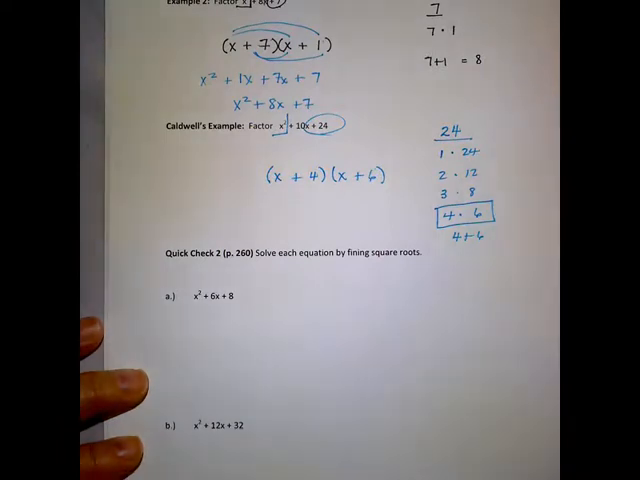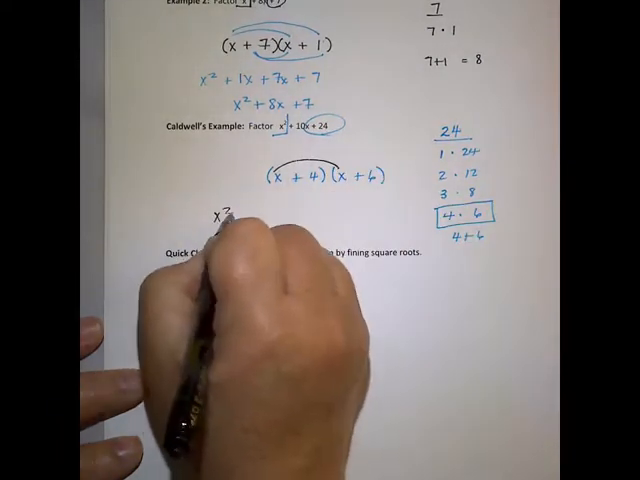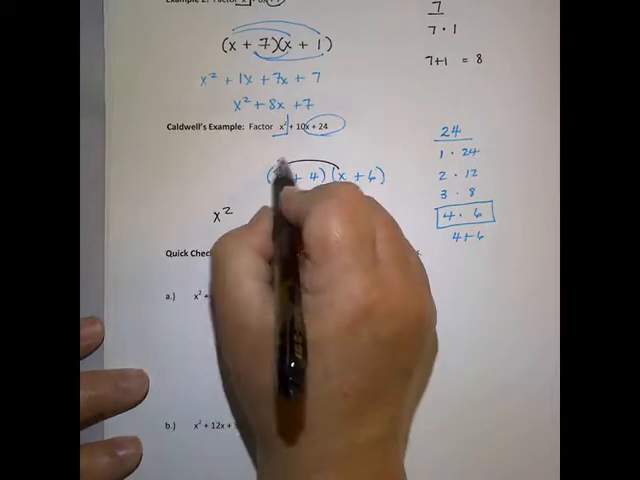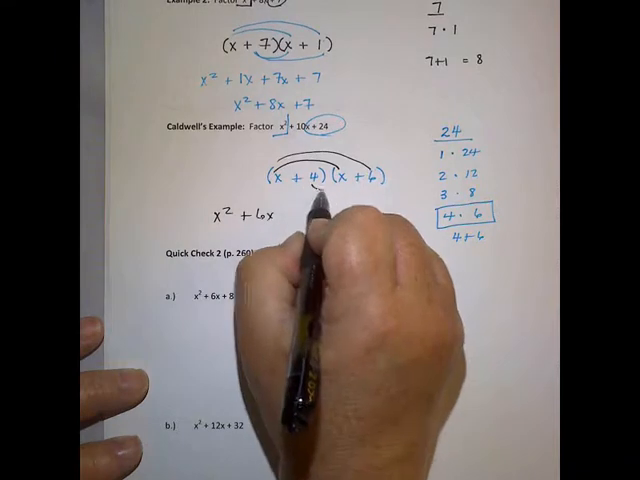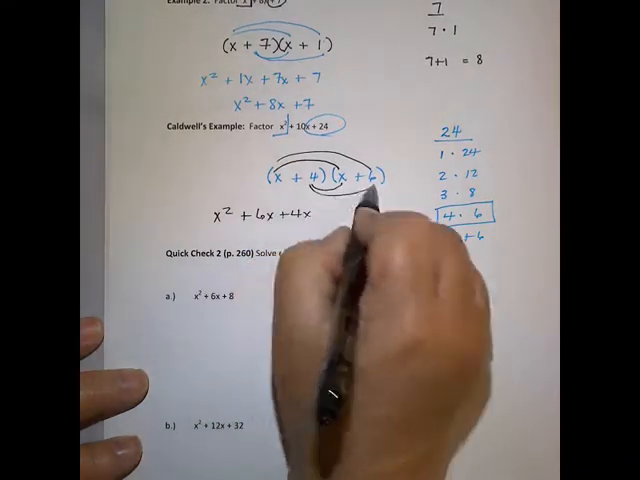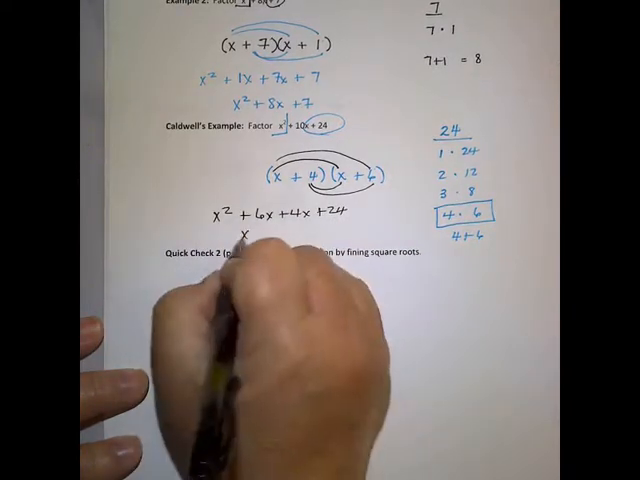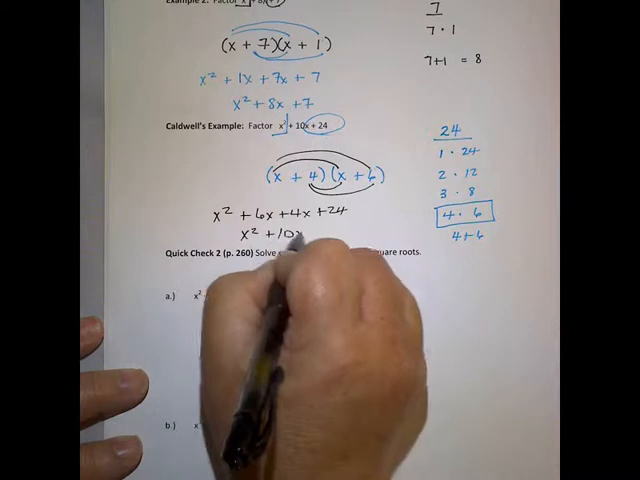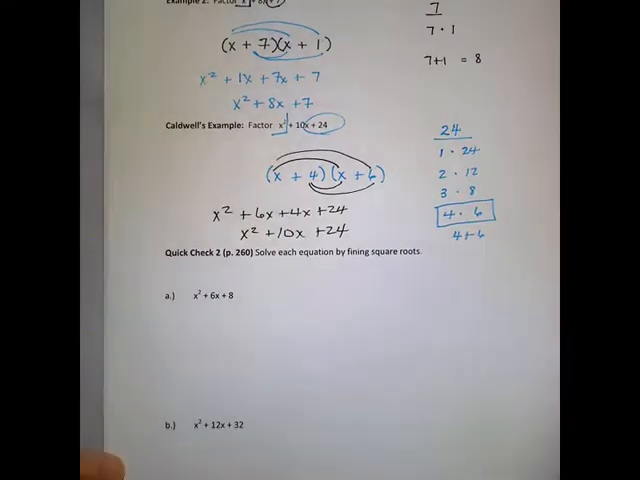Now if you're not sure, check it. X times x is x squared. X times 6 is 6x. 4 times x is 4x. 4 times 6 is 24. Combine your like terms and we have x squared plus 10x plus 24, and it worked. You should always be able to figure these out or correct them because they're checkable.